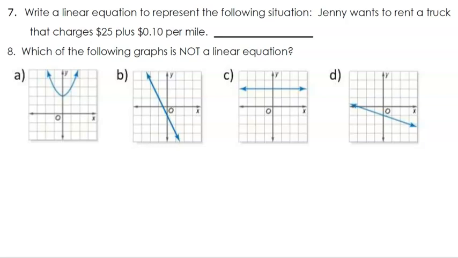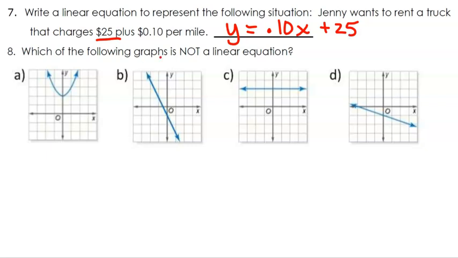Number 7. Write a linear equation to represent the following situation. Jenny wants to rent a truck that charges $25 initially plus 10 cents per mile. This right here is the rate of change. So an equation in a linear function takes the form of y equals mx plus b. So we need to know the rate of change, which is 0.10. That's the number that goes with x. And then we need to know any initial or starting values, and that's where the 25 goes.